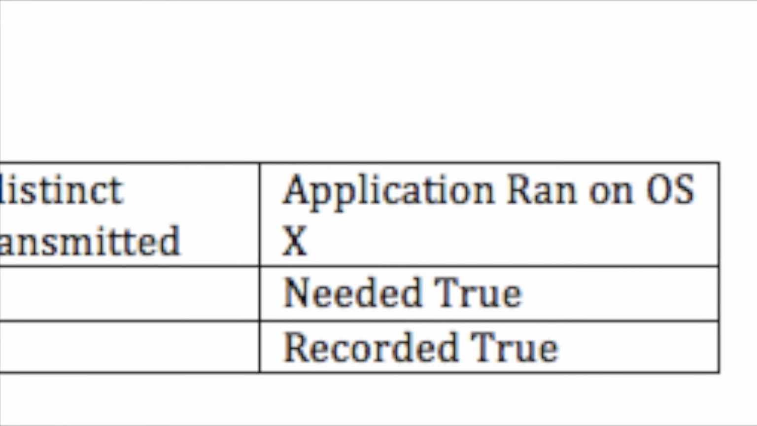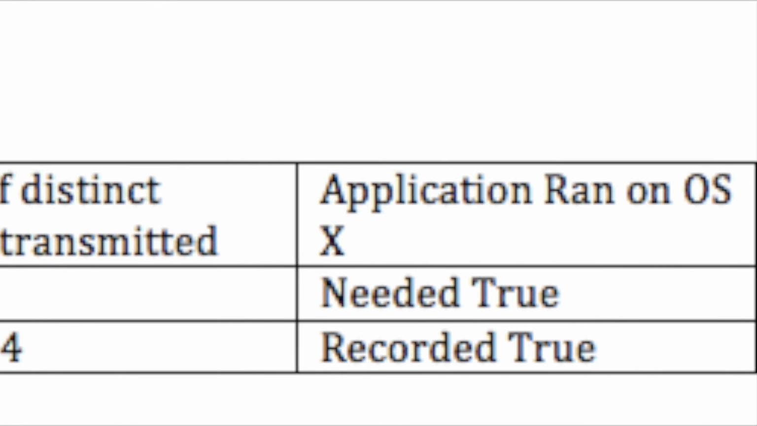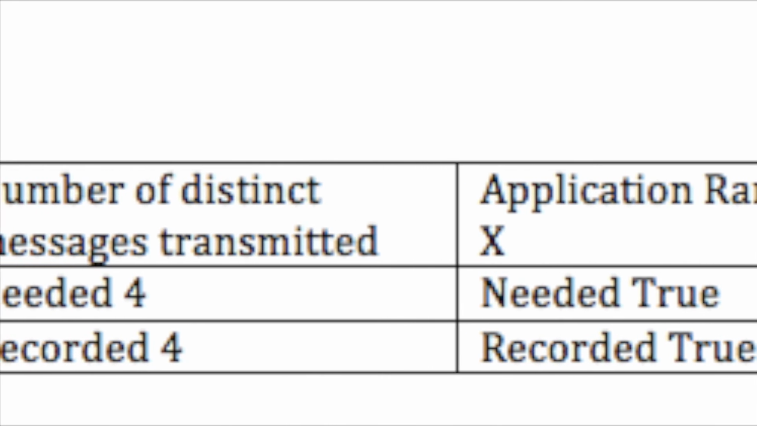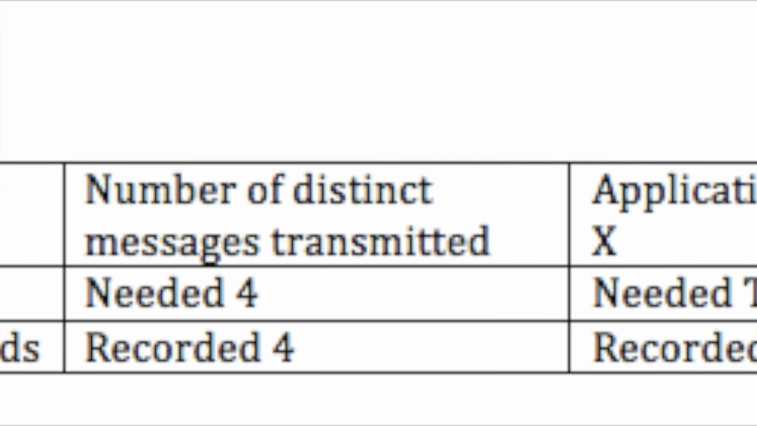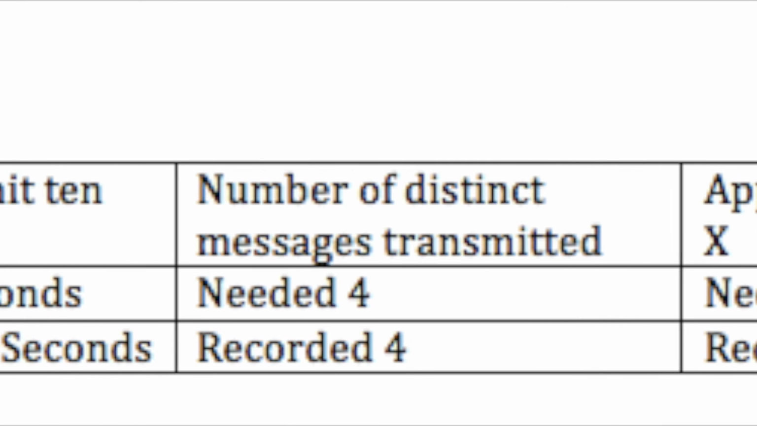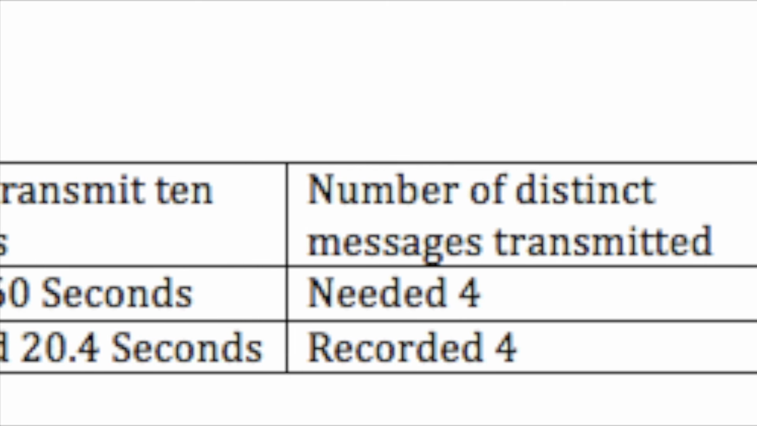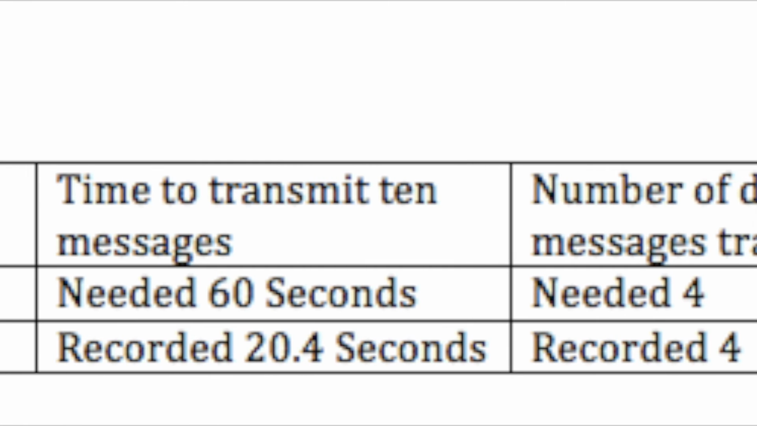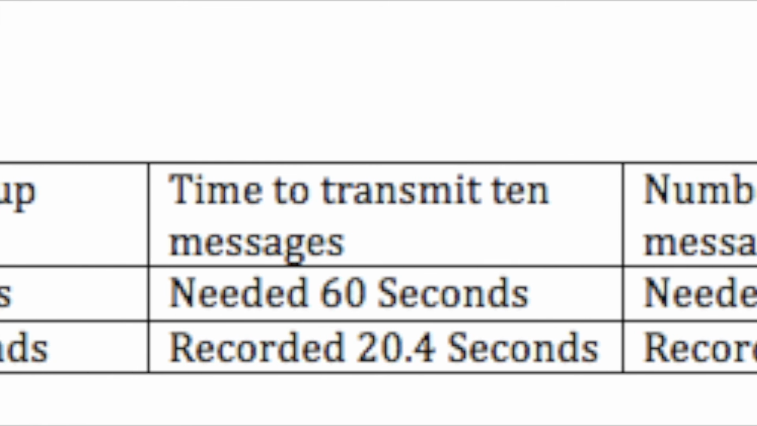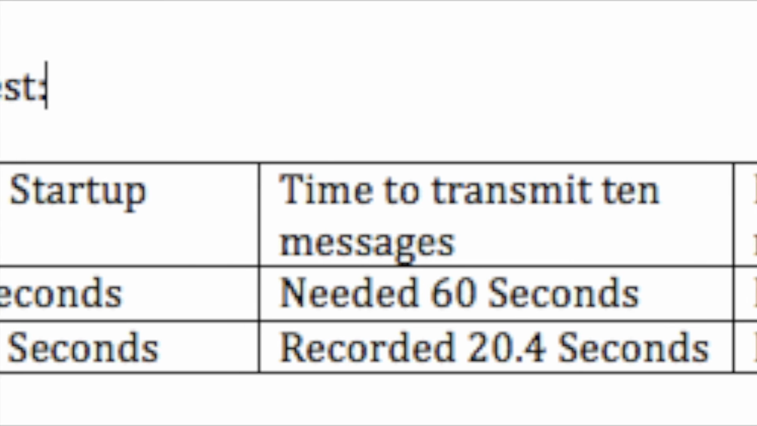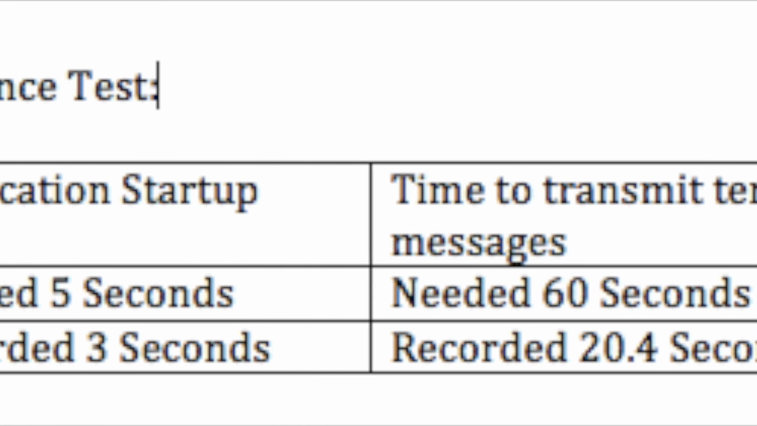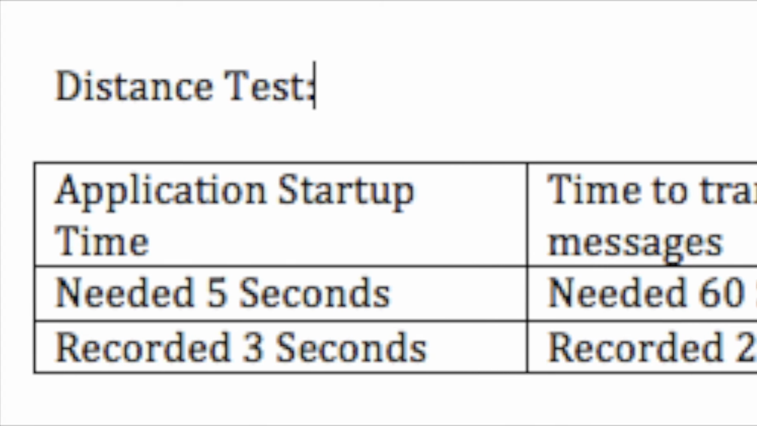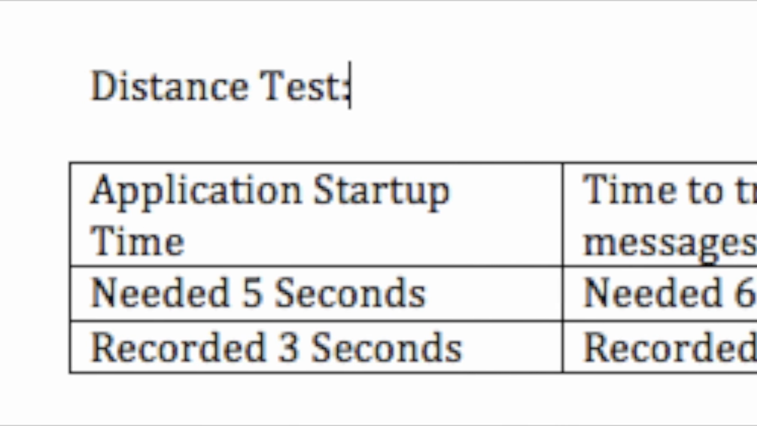When testing this application for transmitting messages over 9 unobstructed meters of distance, we needed to record the following properties: that the application could start up in 5 seconds or under, that the application could transmit 10 messages in 60 seconds or under, that 4 distinct messages would be transmitted, and that the application would run on OS X. What we saw was that the application started in 3 seconds, that it took 20.4 seconds to transmit 10 messages, that 4 messages were transmitted, and the application did in fact run on OS X.